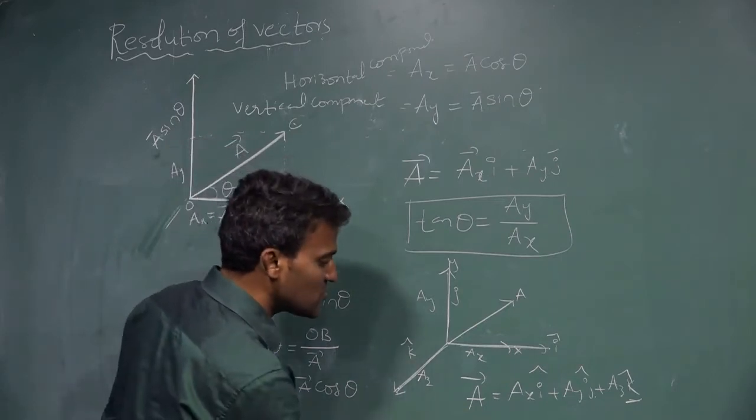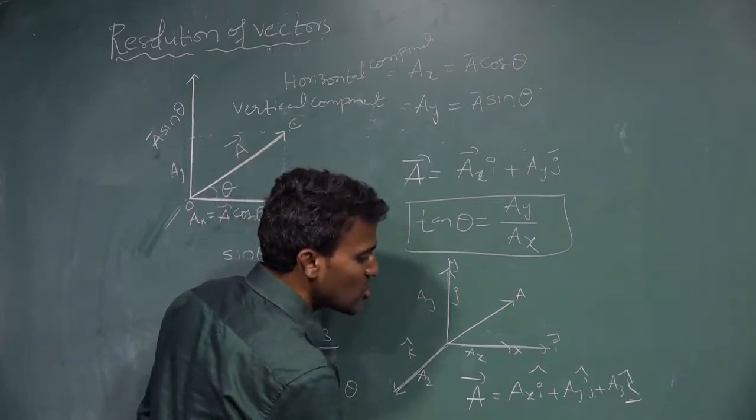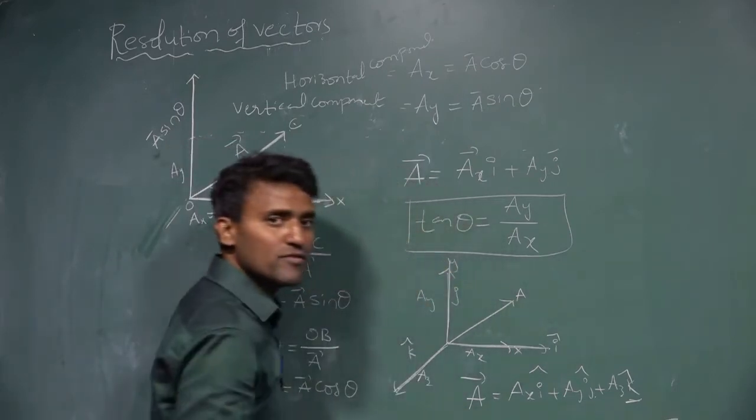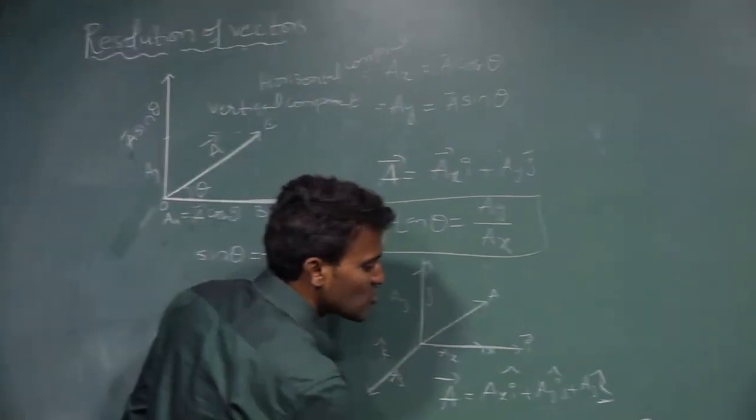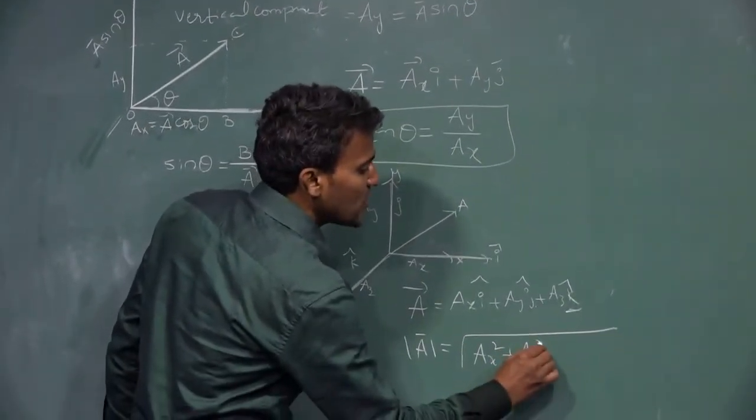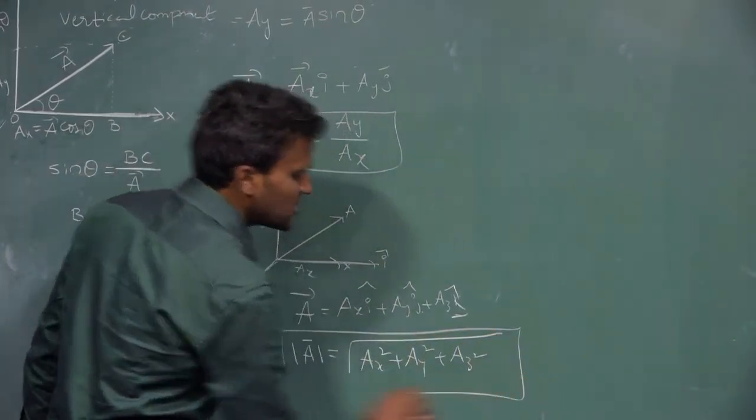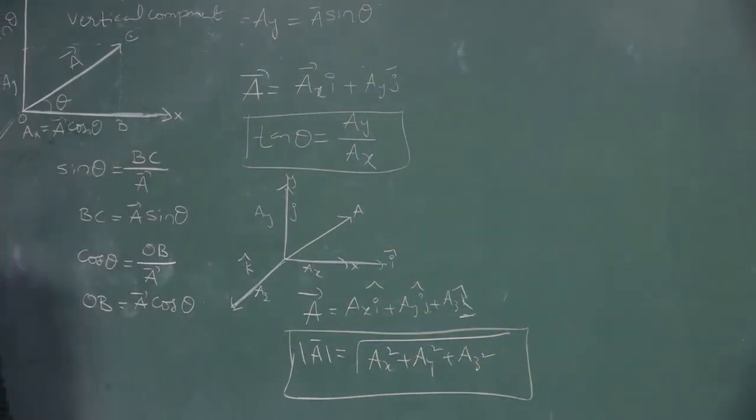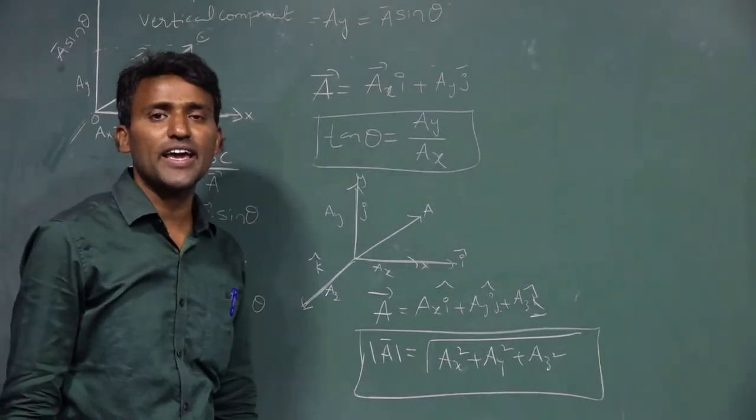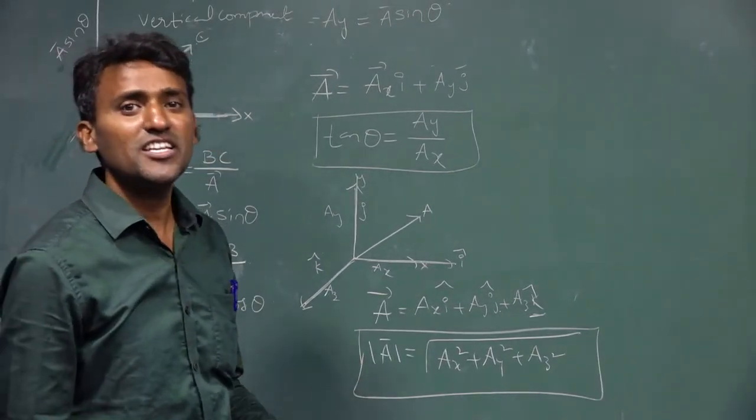So the magnitude of this vector, A bar, is equal to under root of AX square plus AY square plus AZ square. It is the magnitude of the vector. A bar is equal to under root of AX square plus AY square plus AZ square.